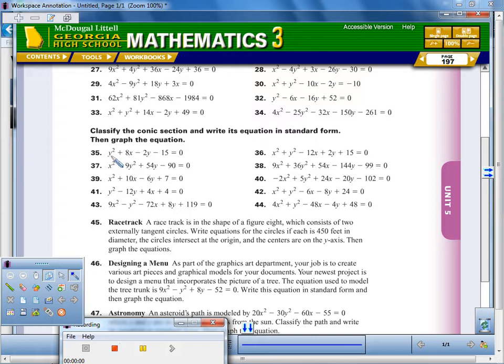Alright, here we're going to be looking at classifying the conic section, which we did in earlier problems. And we're going to do that, and then we're going to write the equation in standard form. Then later on we're going to graph. But right now we're going to worry about figuring out which type of conic it is, and then we're going to put it into standard form. Now we're going to look at the odd problems together, and then I'll have you go back and do the evens.